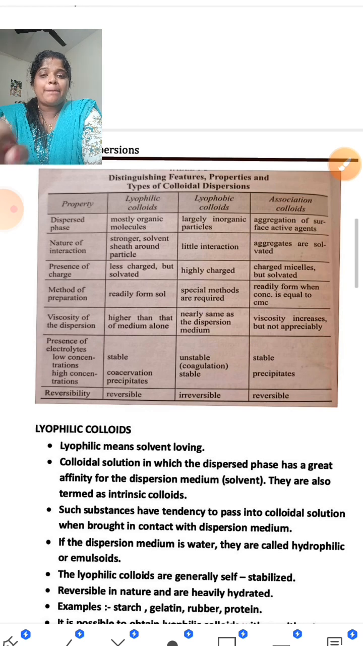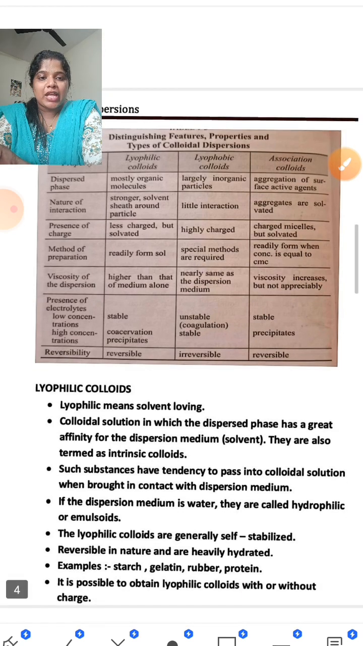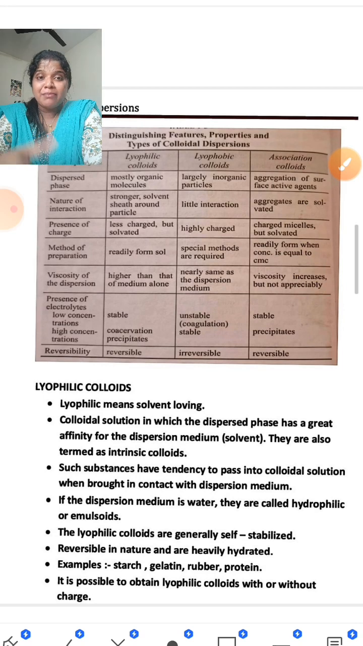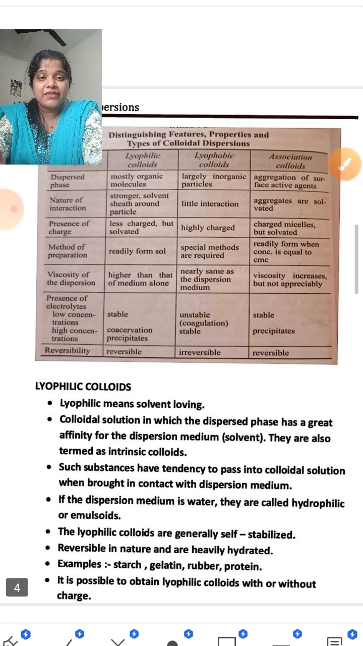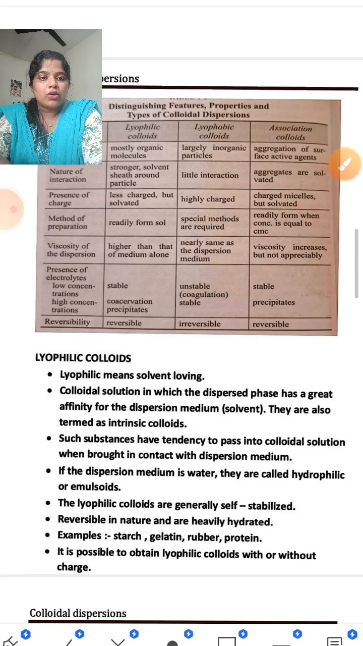In association colloids, the charged aggregates are solvated. As for the presence of charge, lyophilic colloids are less charged and more solvated, lyophobic are highly charged, and association colloids have charged micelles and are solvated. For the method of preparation, lyophilic colloids can be prepared readily by dissolving, lyophobic colloids require special methods, and association colloids form readily when the concentration is equal to the critical micellar concentration.